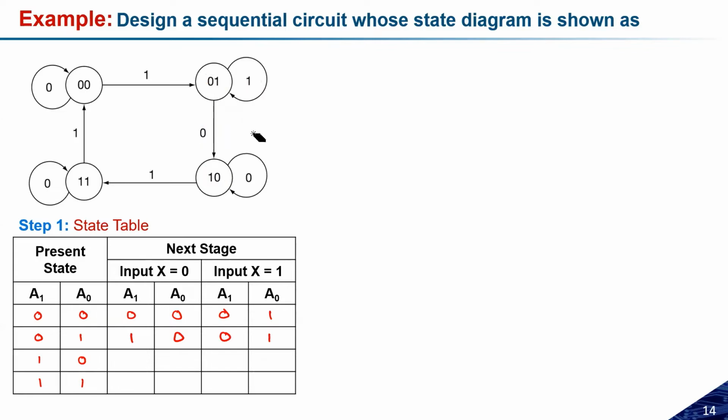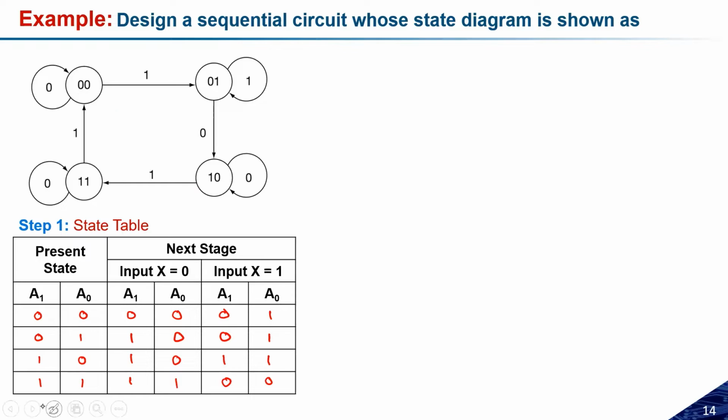Similarly, if I have present state 10 and x is equal to 0, it maintains the same state, 10. And if x is 1, it moves to the next state, 11. Suppose I have the present state 11, and if x is equal to 0, I get the same state, 11. And if x is equal to 1, it switches to 00. This is how I can prepare the state table based on this state diagram. If anyone has any doubt at this point, you can ask the question.